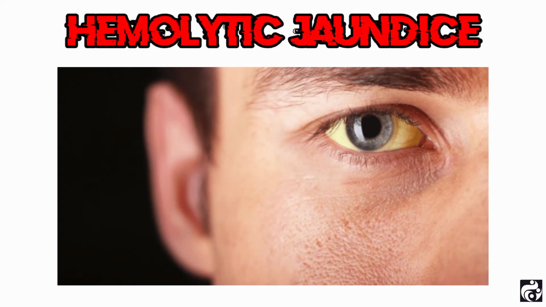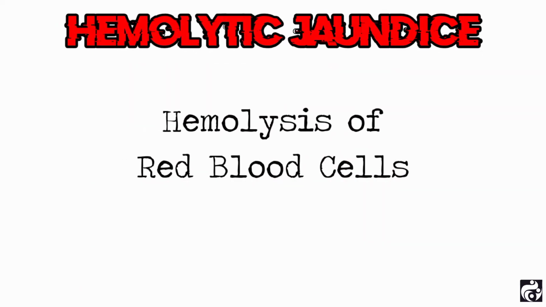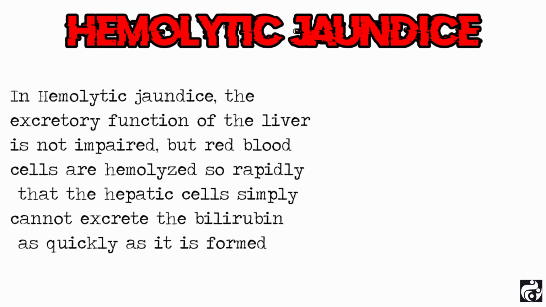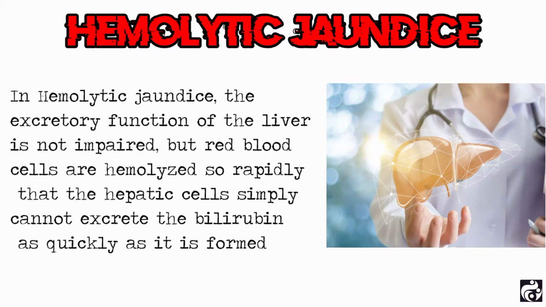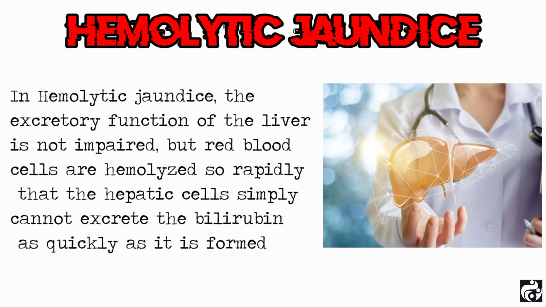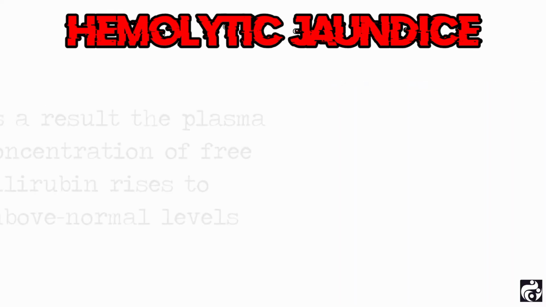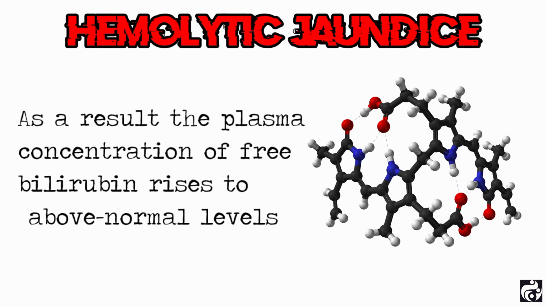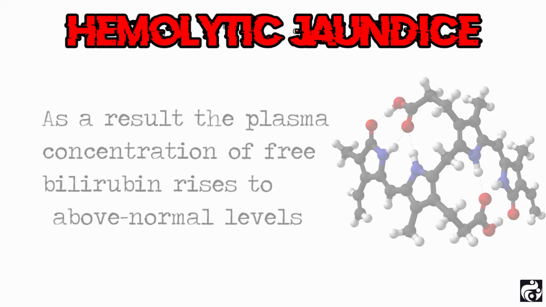First, let's talk about hemolytic jaundice. As the name suggests, it is caused by hemolysis of red blood cells. In hemolytic jaundice, the excretory function of the liver is not impaired, but red blood cells are hemolyzed so rapidly that the hepatic cells simply cannot excrete the bilirubin as quickly as it is formed. As a result, the plasma concentration of free bilirubin rises to above normal levels.